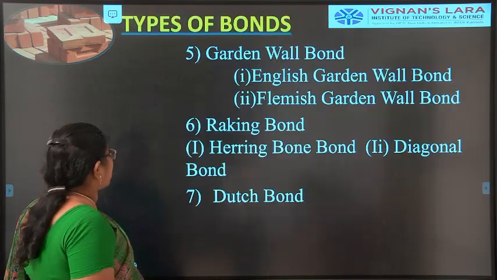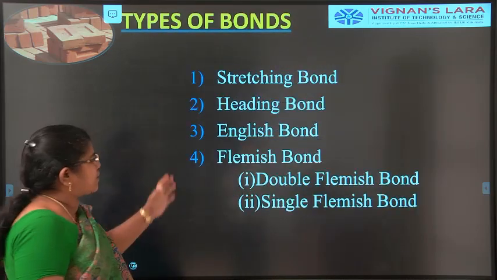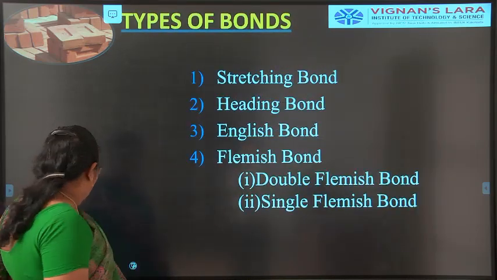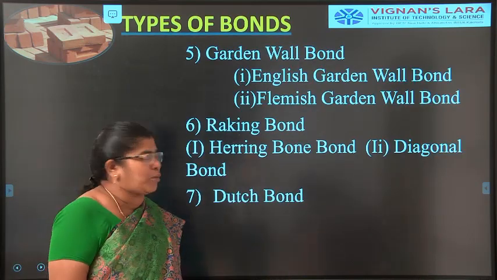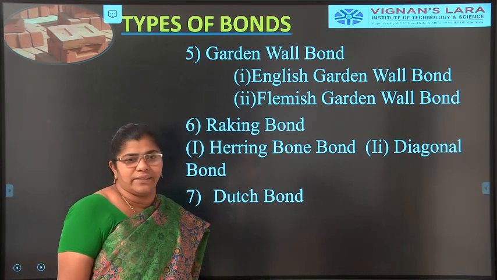The bonds we will be seeing are the stretcher bond, header bond, English bond and Flemish bond. Then we will see the garden wall bond, racking bond, herringbone bond and the Dutch bond in the next class.